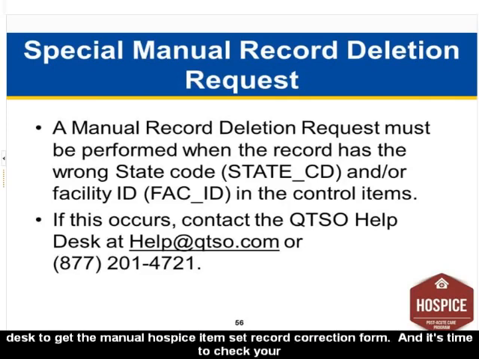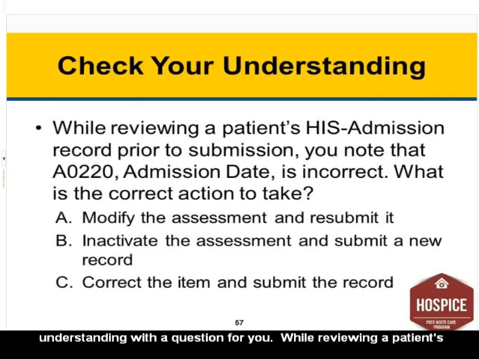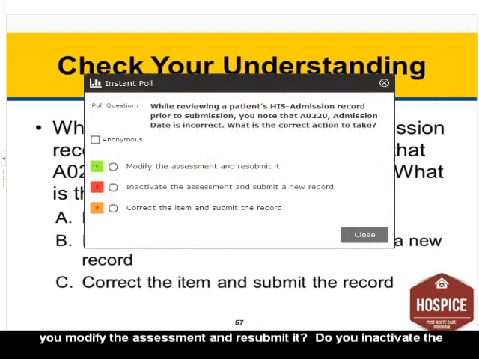And it's time to check your understanding with a question for you. While reviewing a patient's HIS admission record prior to submission, you note that A0220, admission date, is incorrect. What is the correct action to take? Do you modify the assessment and resubmit it? Do you inactivate the assessment and submit a new record? Or do you correct the item and submit the record? So you have three options there.